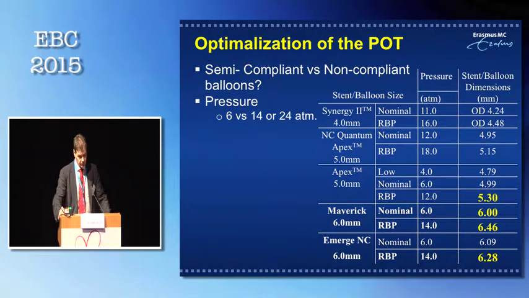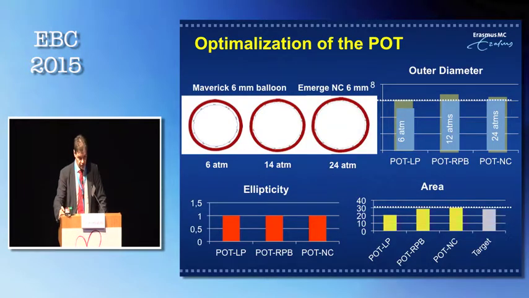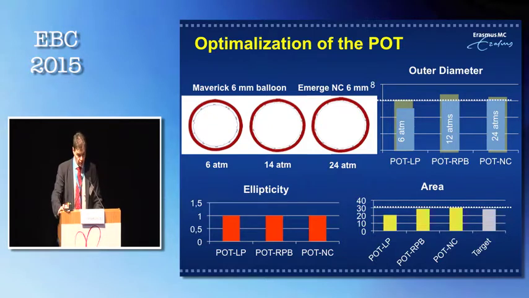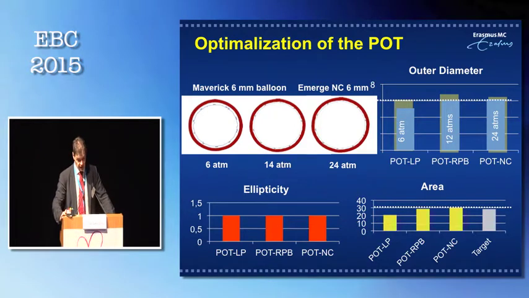So what did we learn from the settings where we used the POT balloon, the semi-compliant balloon versus the non-compliant balloon with these 3 different pressures? I wanted to realize and match these pressures to the post-dilatation balloons used. So we had this Maverick balloon, 6.0 in diameter, which normally says 6 atmospheres, 6 millimeter in diameter, and could reach 6.4, and the Emerge at 6 atmospheres should be 6.1, at rated burst pressure close to 6.3. That's what we are not going to achieve if we are doing that inside a 4 millimeter stent.